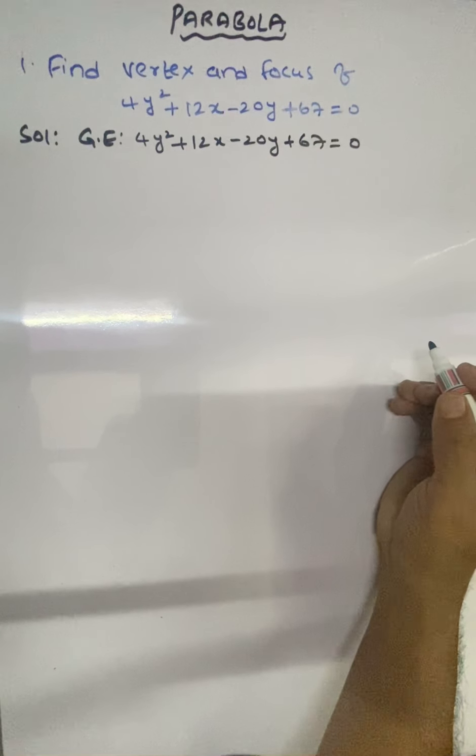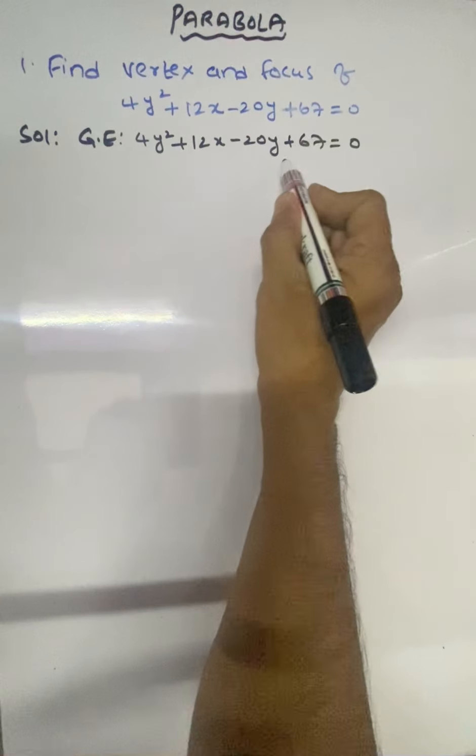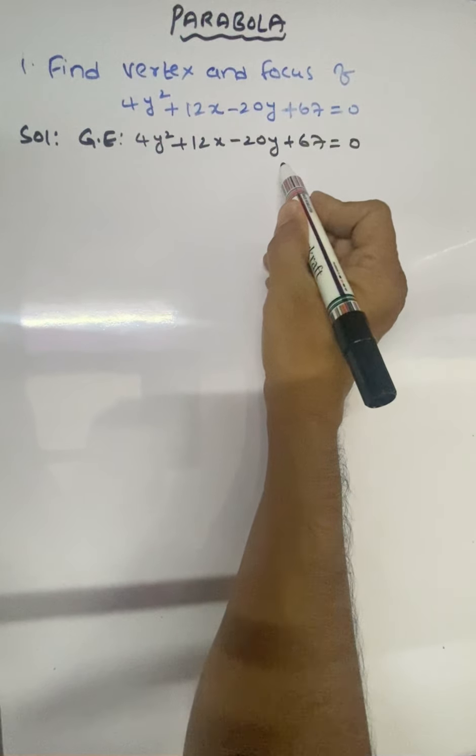In parabola, the first problem is to find the vertex and focus of the given equation. So what we have to do is write down the equation first, then check to which term the square is given. If we find the square for y, we have to take the y terms on the left side. If we find the square for x terms, then we have to take the x terms on the left side. Plus 12x goes to that side, becomes minus 12x, and 67 becomes minus 67.